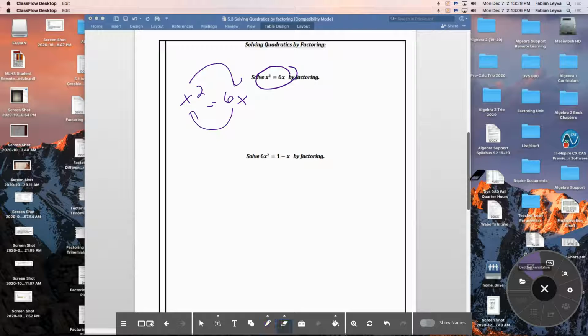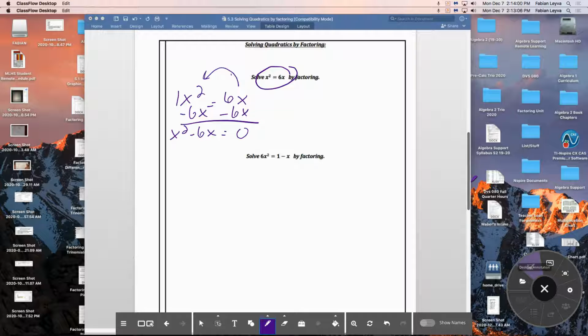I'm going to try to get it equal to 0. Now, which one I move depends on your x squared term. Notice that this x squared term has a coefficient of 1. It is positive. You always want that x squared term positive. So that's going to tell me to move that 6x over. I'm going to do it by doing the opposite. You're going to be left with x squared minus 6x is equal to 0.